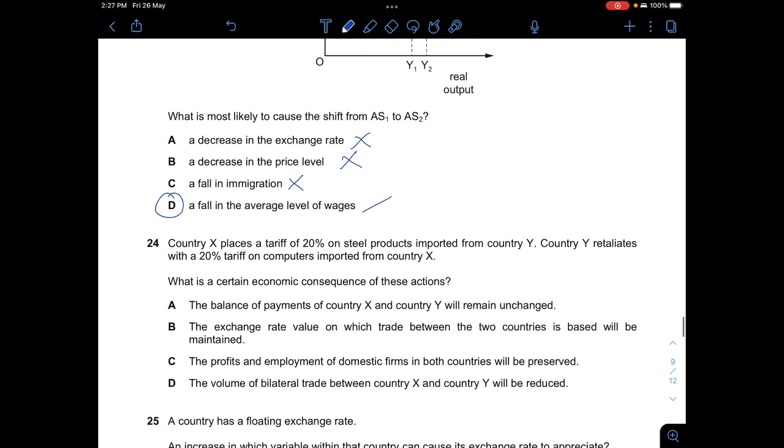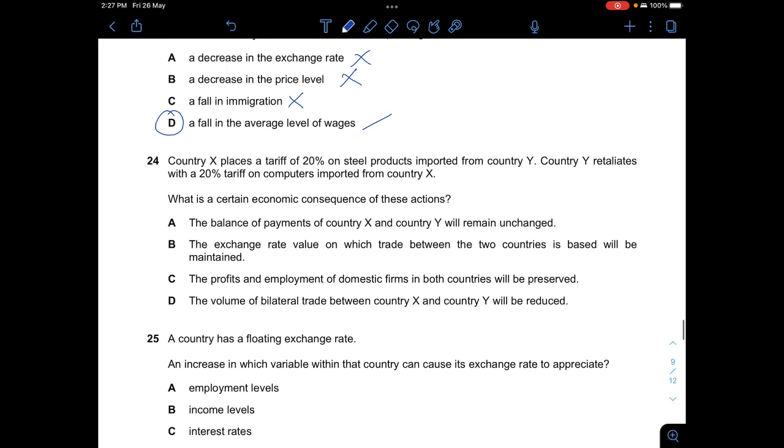All right, and then let's look at question 24. Country X places a tariff of 20% on steel products imported from country Y. Country Y retaliates with a 20% tariff on computers imported from country X. So there's a trade war basically between these two countries. And what is a certain economic consequence of these actions? So A says the balance of payments will remain unchanged. Not correct, because the balance of payments will be based on your net outflows and your net inflows. Steel products and computers are charged differently. So this is not correct.